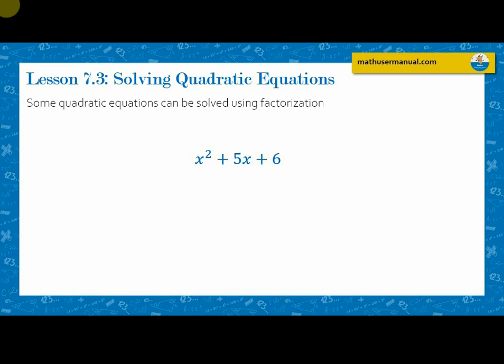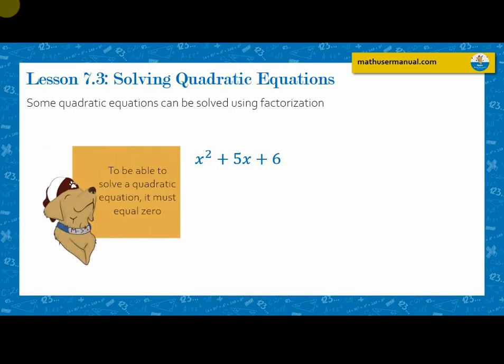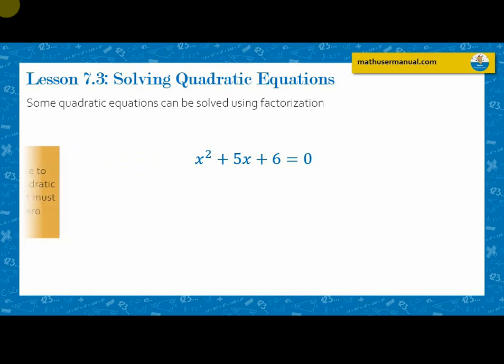The very first step is that to solve a quadratic equation, the quadratic equation must equal 0. So we have to set this quadratic equation equal to 0. Otherwise, we cannot solve it, or at least not with this method. Once the quadratic equation is equal to 0, we can proceed to find the factors of the quadratic. So we need to turn the x squared plus 5x plus 6 into x plus 2 times x plus 3.